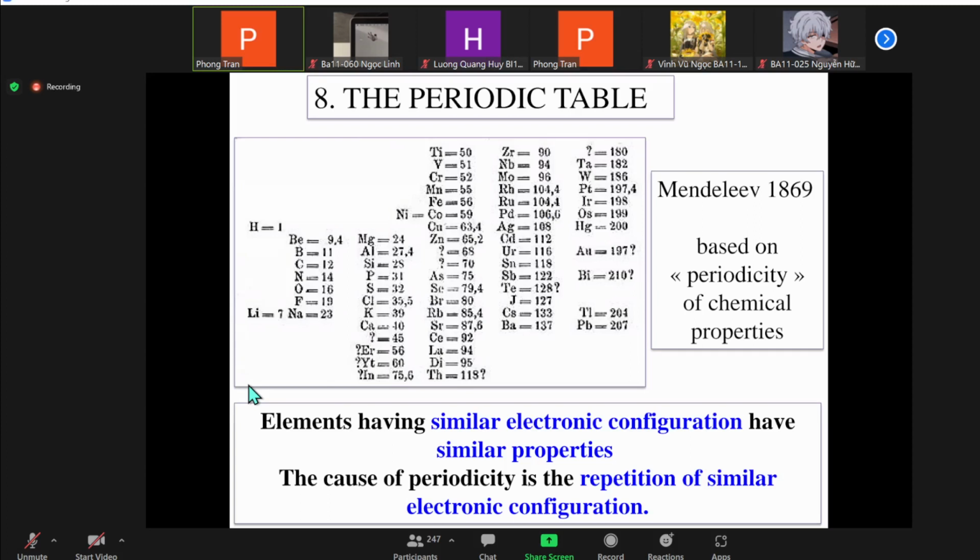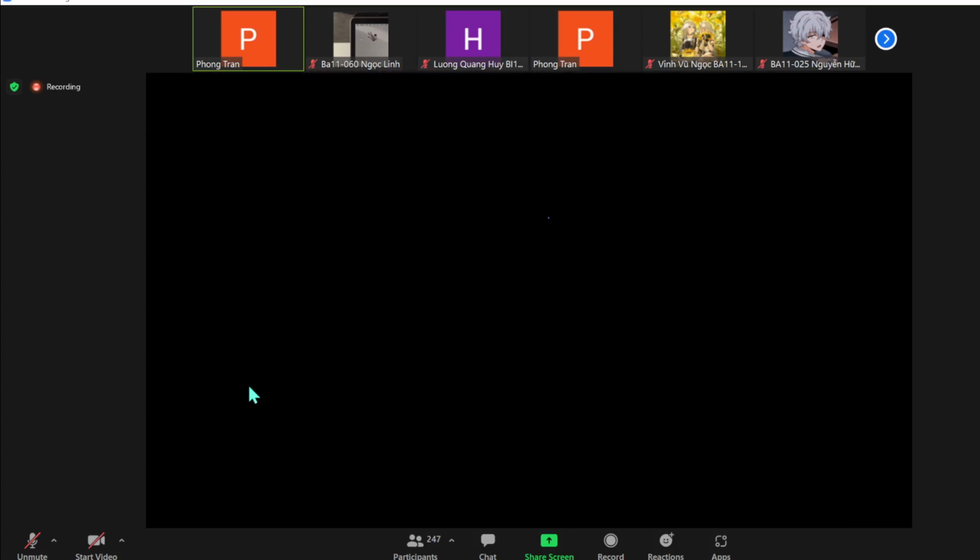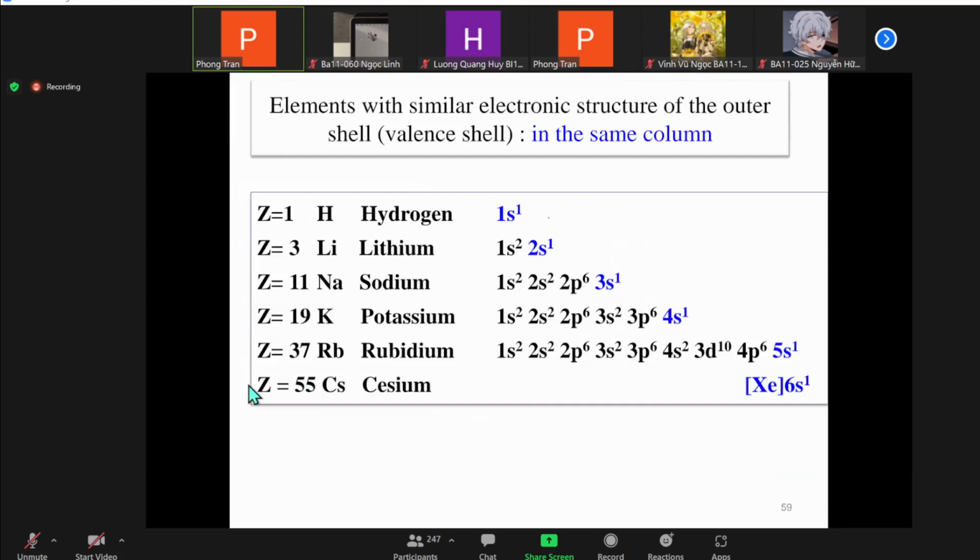The reason is the repetition of similar electronic configuration. You can see here, you take hydrogen, you have only one electron, 1s. Lithium, with the same property as hydrogen, has 2s. Sodium, same as lithium, has 3s. Potassium, 4s. Rubidium, 5s, and so on. So the elements have similar chemical properties because they have similar electron configuration. The outermost electron of hydrogen is 1s, of lithium is 2s, sodium is 3s, potassium 4s.